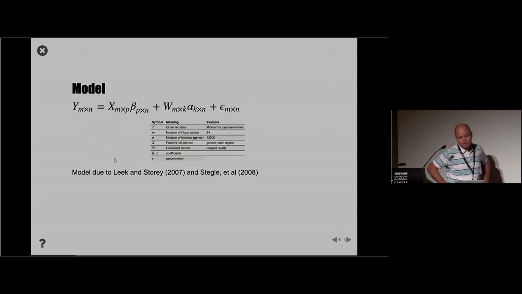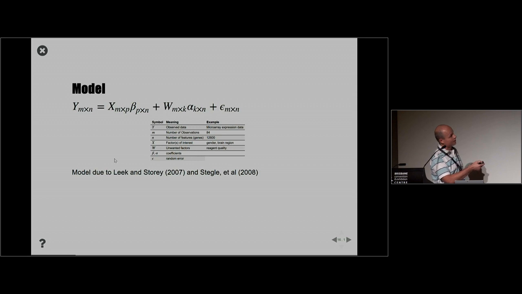So here's the model. Y again is the gene expression data, and this is an M by N matrix. M is the number of microarrays, and N is the number of genes. So it's a short, fat matrix. X is going to be the factor of interest. So in our case, X would be gender. And beta is the coefficients for the factor of interest. So we've got coefficients for each gene. And in our case, in the differential expression study, this is what we're trying to estimate. What is the effect of gender on each of the genes?